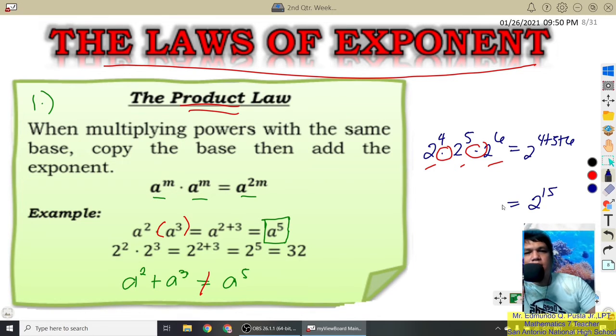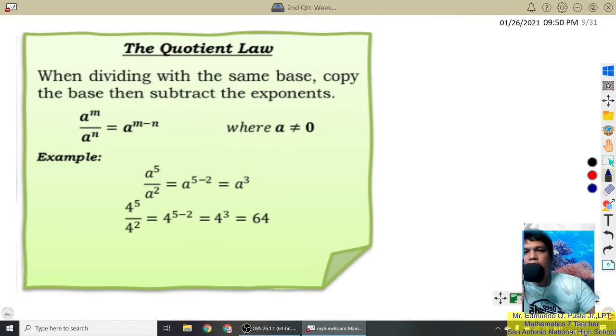So let us continue. Another law is what we call the quotient law. When dividing the same base, copy the base. Kanina we have the product law, you add the exponents. Now this one is the quotient law, division. They have the same base, you're going to subtract the exponents.